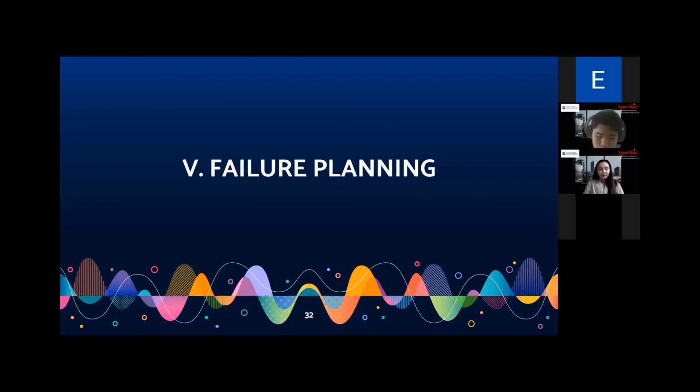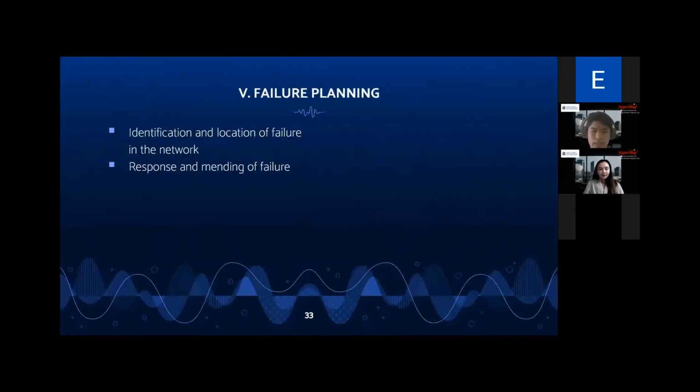Failure planning is the identification and location of a failure in a network resource in the event that a failure occurs. It is also one of the applications of GIS in telecommunications.